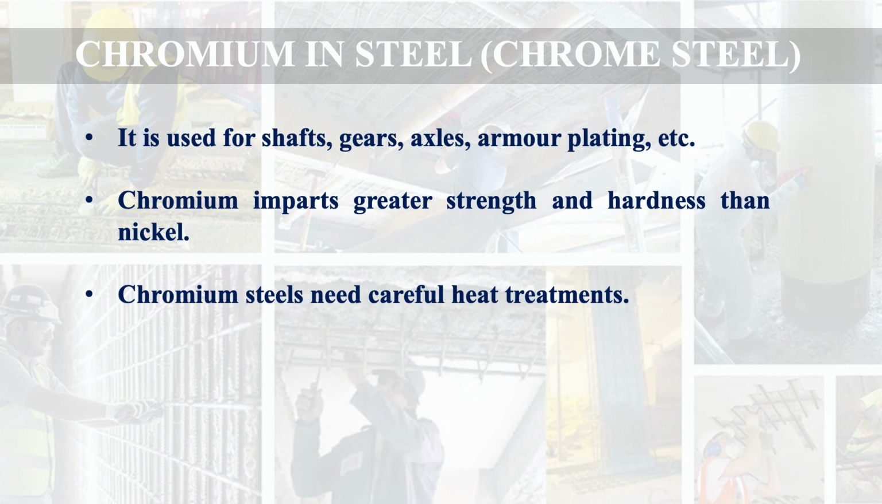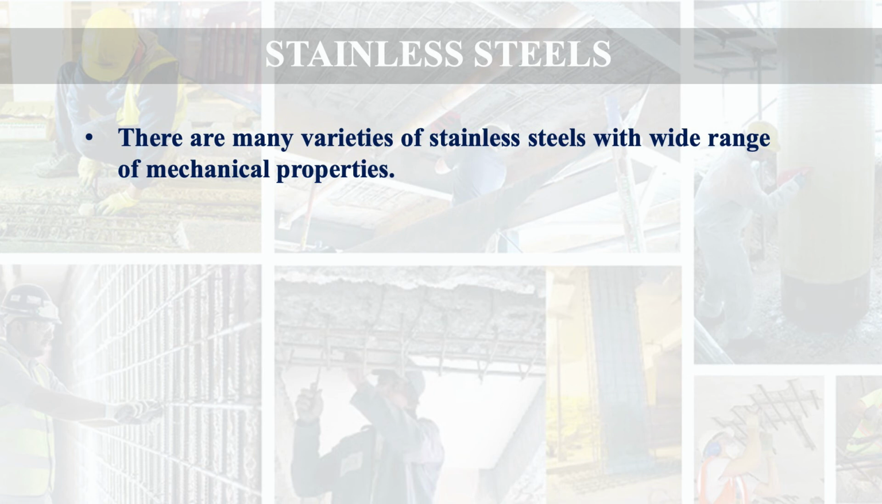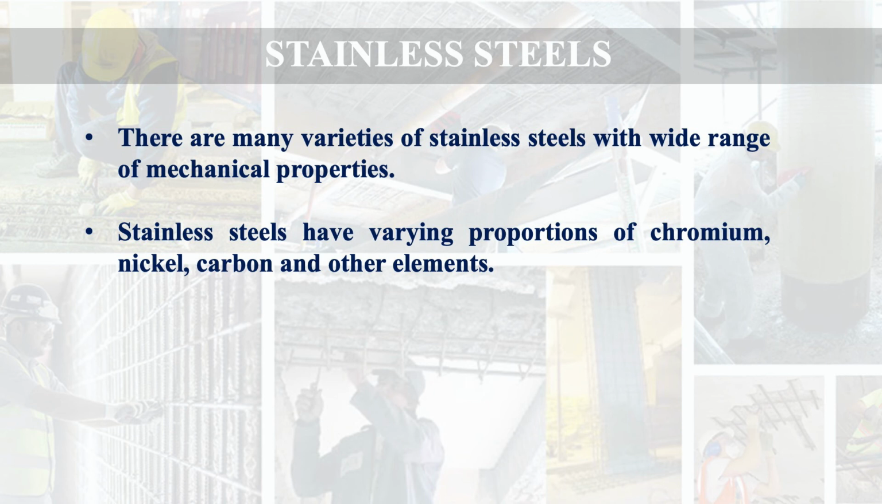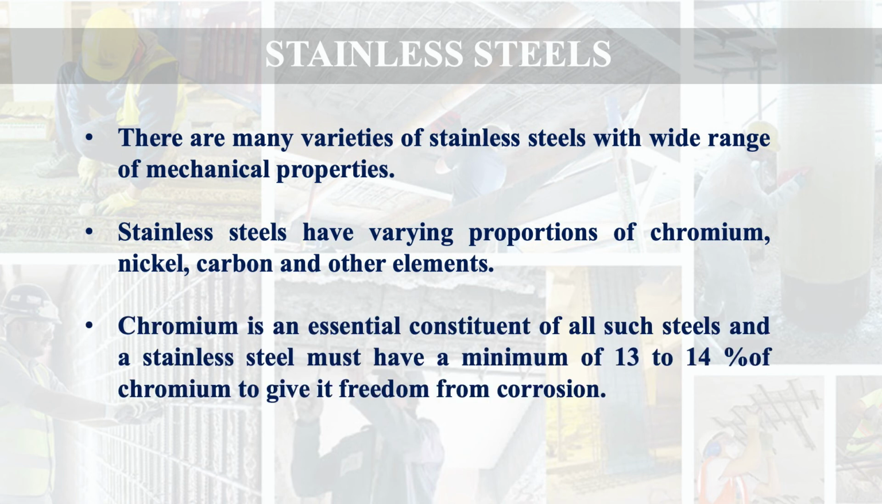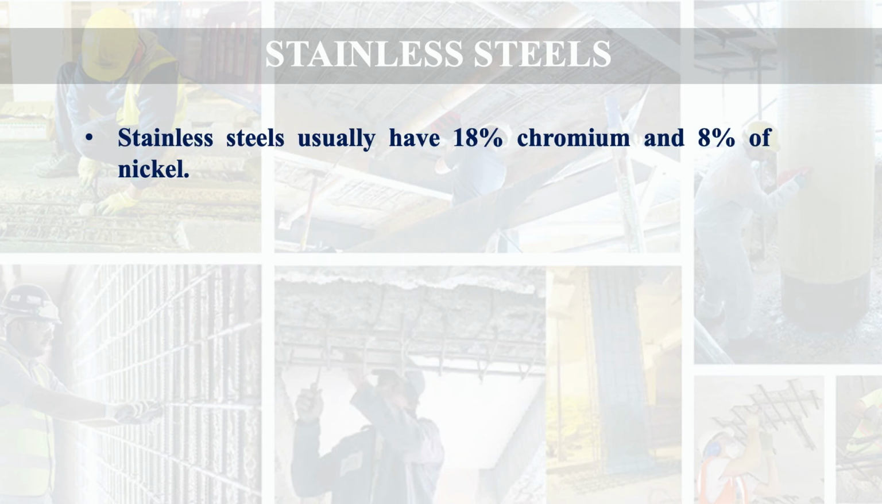Then we move to stainless steels. There are many varieties of stainless steels with wide range of mechanical properties. Stainless steels have varying proportions of chromium, nickel, carbon and other elements. Chromium is an essential constituent of all such steels, and a stainless steel must have a minimum of 13 to 14% of chromium to give it freedom from corrosion. Stainless steels usually have 18% chromium and 8% of nickel.